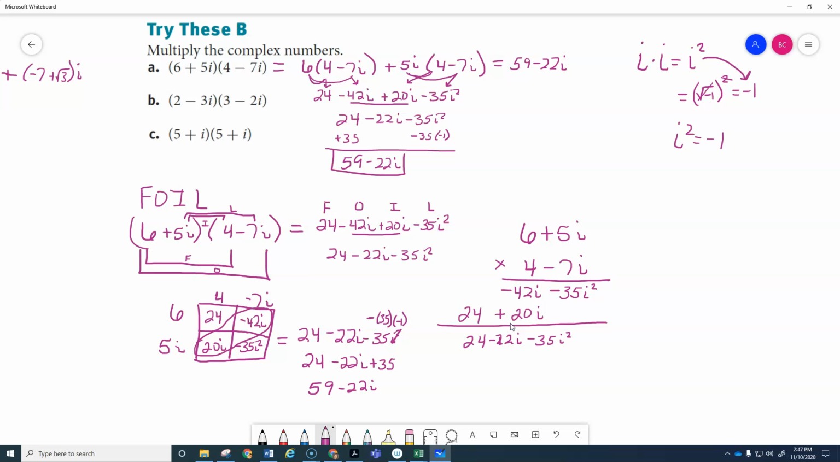Okay, so that's where we get that. So it's 59 -22i, because the I squared became negative. So 59 -22i. All right, I am not going to work all four of these methods with all of these.